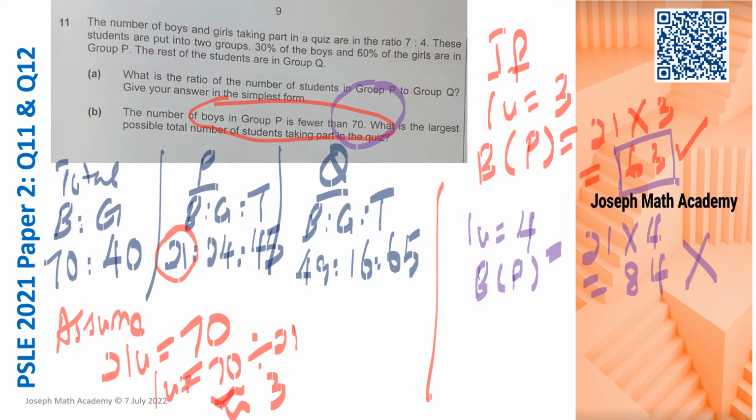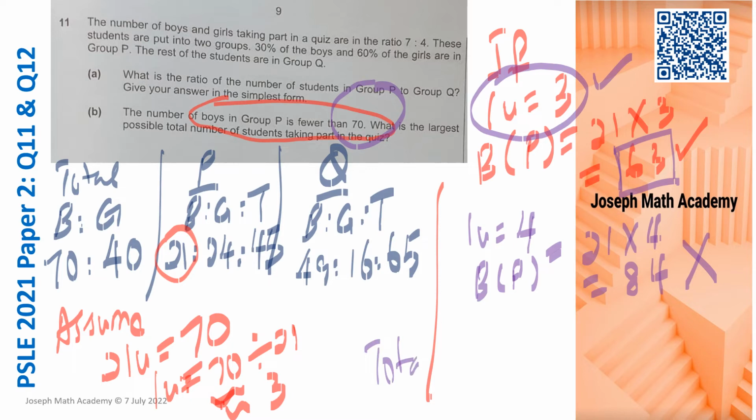So what is the largest possible total number of students taking part in the quiz? Now, if there are 63 boys in group P, that means this particular info is correct already. So I'm going to use 1 unit equals to 3 to settle my question. Now we want to know about the total number of students taking part in the quiz.